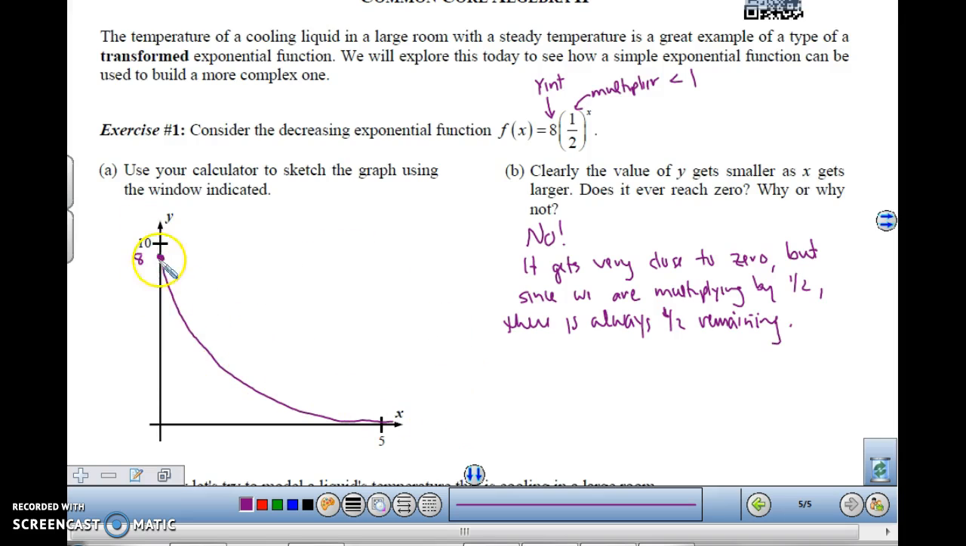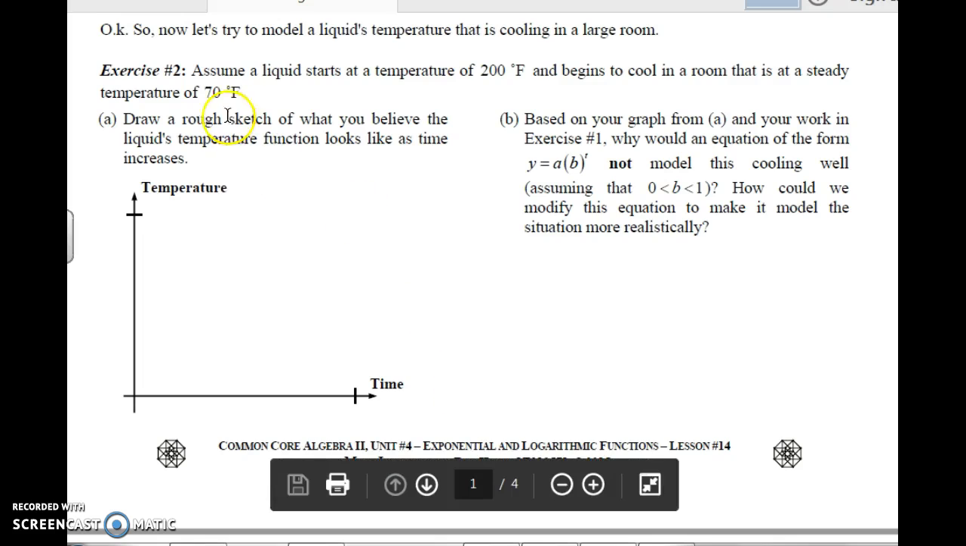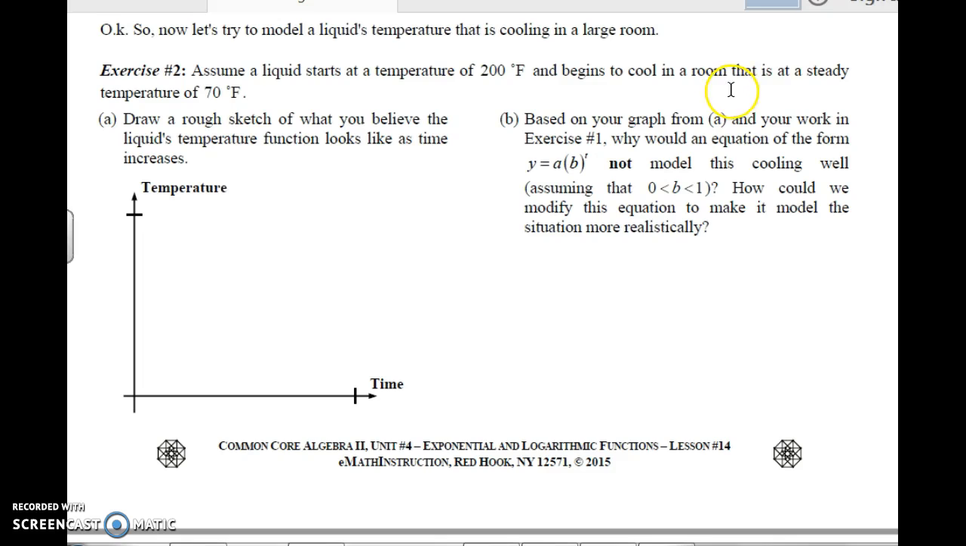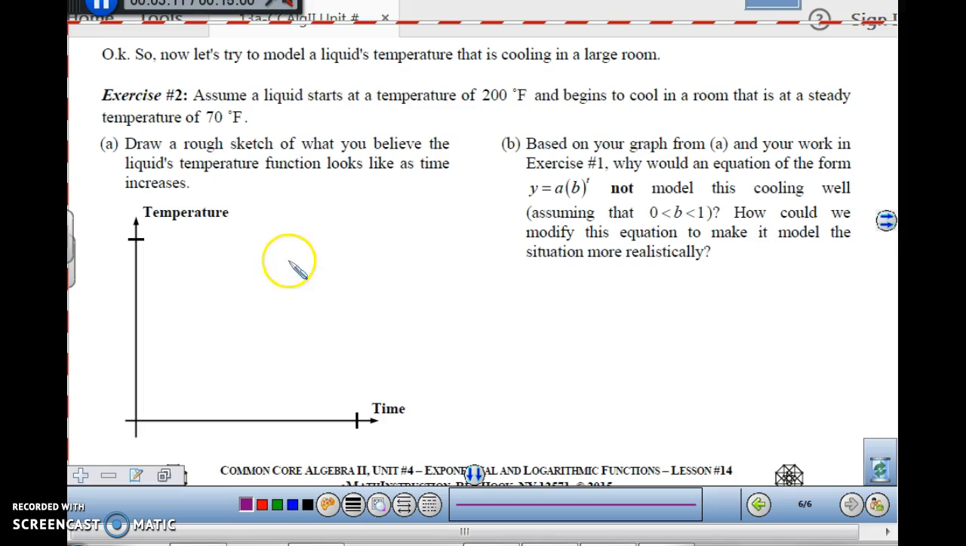Using this basic idea, let's see if we can model a liquid's temperature that is cooling in a large room. Let's assume a liquid starts at a temperature of 200 degrees Fahrenheit and begins to cool in a room that is at a steady temperature of 70 degrees. Draw a rough sketch of what you believe the liquid temperature function looks like as time increases. The starting temperature is 200, and it's going to decrease, so we should expect it to go down.